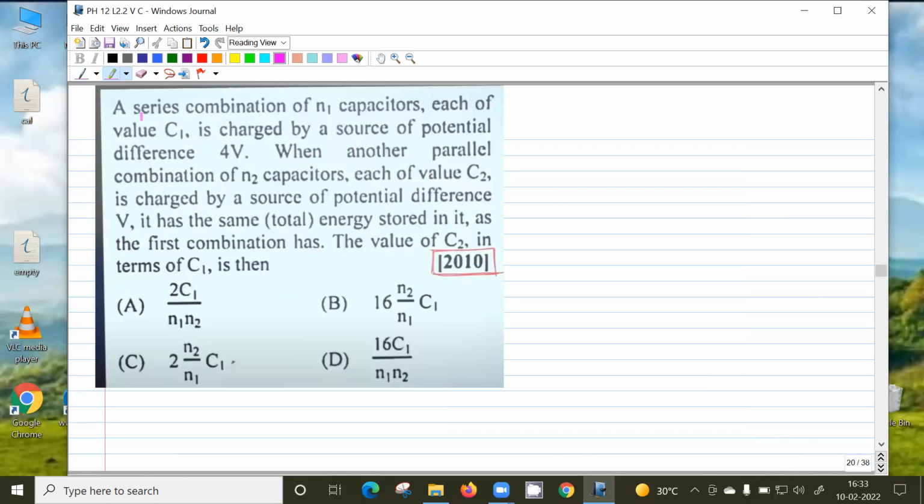Next: a series combination of N1 capacitors, each of value C1, is charged by a potential difference of 4V. Another is a parallel combination of N2 capacitors, each C2, with a source of potential difference V. It has the same total energy stored in it as the first combination. So you have to relate C2 and C1. Try this one.